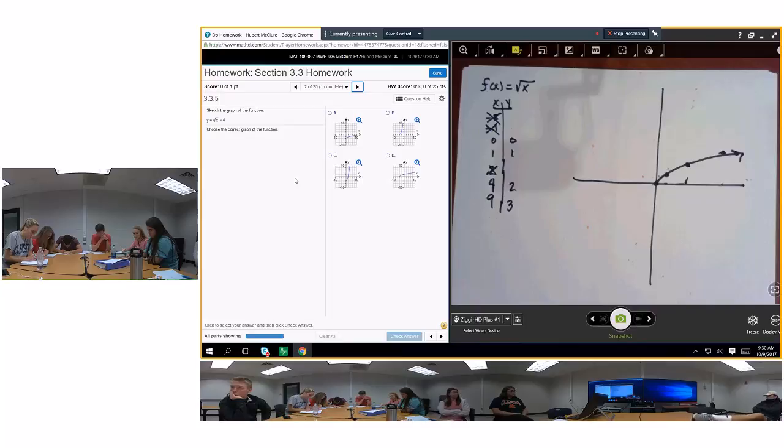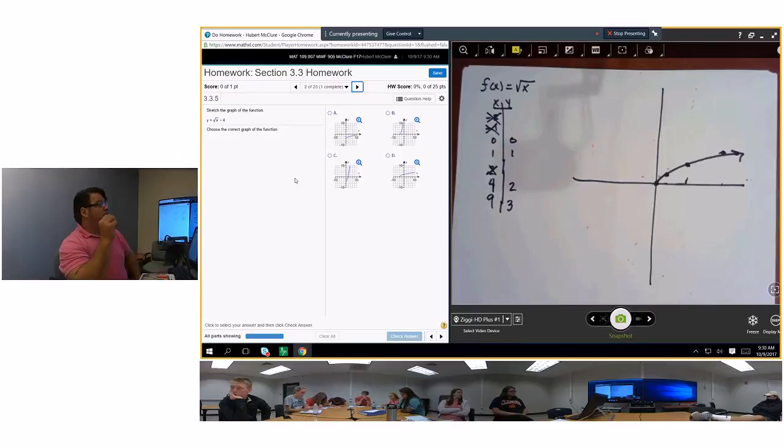Now be careful here because remember what I told you. If the negative 4 is attached to the x, it is the horizontal shift.